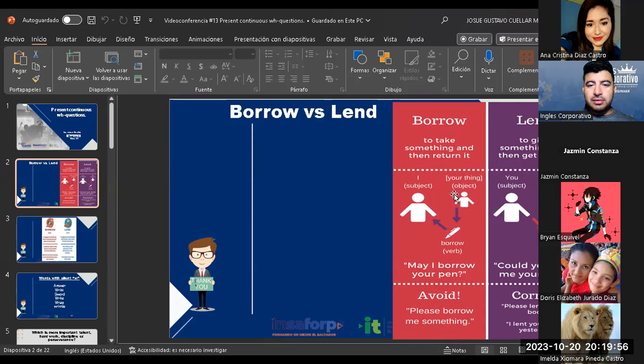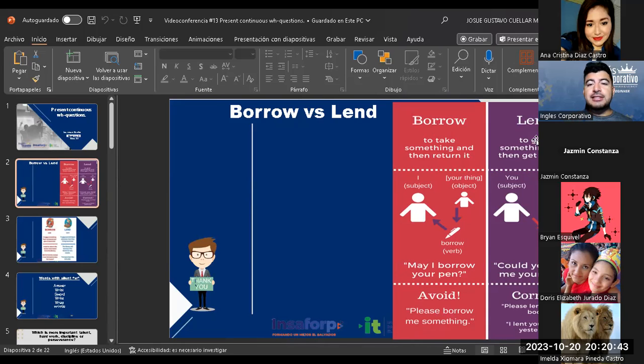Aquí tenemos subject, sujeto, your thing, object, ¿verdad? Aquí está lo que vas a prestar. Fíjense bien cómo se utiliza. May I borrow your pen? ¿Puedo pedir prestado tu lapicero? Así se utiliza, may I borrow, ¿verdad? O puede ser, can I borrow también. En lugar de your pen, podría ser your book, your keys, tus llaves, your car. Luego vamos con lend. Bueno, aquí abajo dice avoid, evita decir eso. Please borrow me something, no es esa estructura. Siempre es can I borrow o may I borrow.